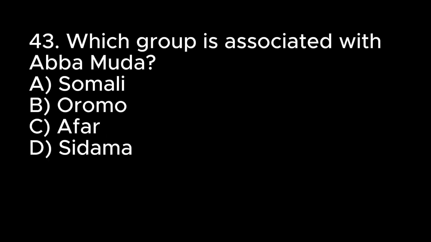43. Which group is associated with Abba Muda? A. Somali. B. Oromo. C. Afar. D. Sidama. Answer: B. Abba Muda is a spiritual leader of the Oromo.